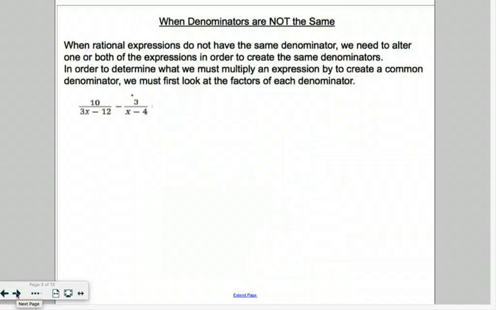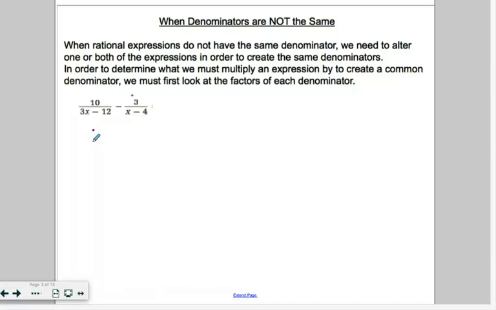So again, when these denominators are not the same, we're kind of doing that same thing where we had to get a common denominator. So sometimes you kind of luck out, and one is just a multiple of the other. So in this case, let's look closely at the denominators here. Clearly they're not the same. 3x minus 12 is definitely not x minus 4.